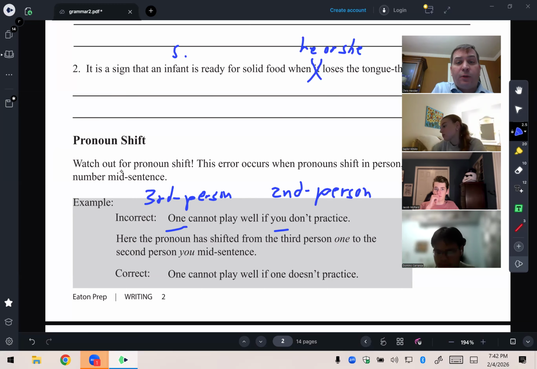One cannot play well if you don't practice. You just have to maintain person. So we could say one cannot play well if one doesn't practice, or we could say you won't play well if you don't practice. We just have to maintain person.